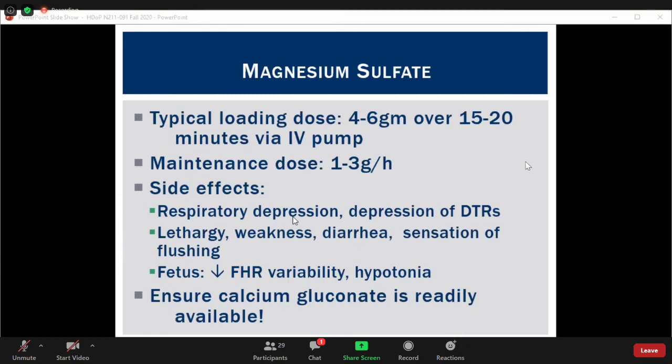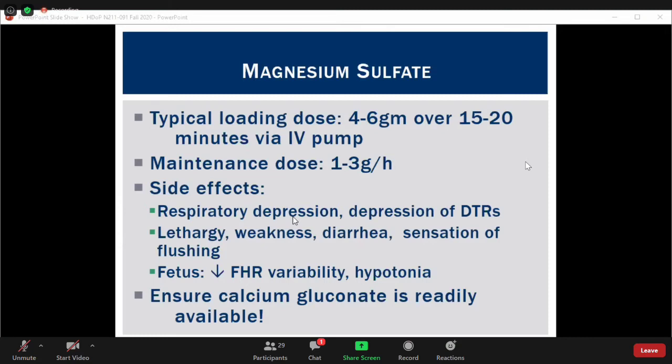And I think what I'll try to do is write out a scenario for you and put it on Blackboard so that you can process it step by step. So with this one bag, you give 4 to 6 grams over 15 to 20 minutes. That rate is going to be whatever the rate is, and then you reduce the rate so that the patient is now just getting 1 to 3 grams per hour.